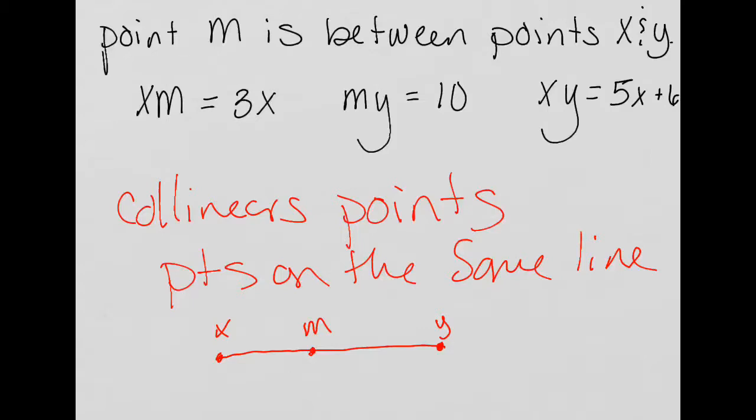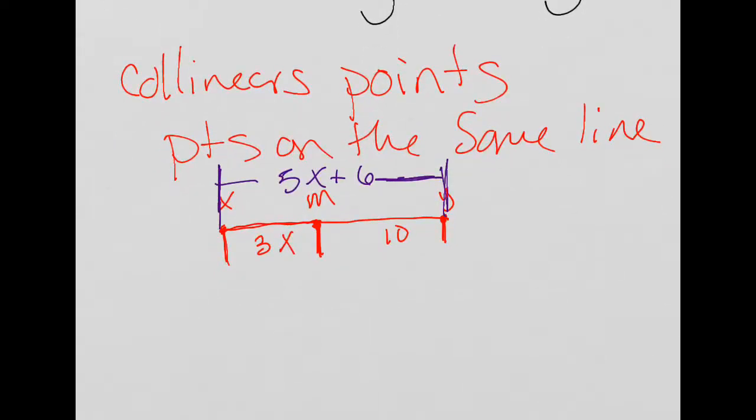Then it says XM is equal to 3x. So between X and M, that measurement is 3x. M to Y is 10. Then it says from X to Y, I have 5x plus 6. There's my picture. And sometimes, like I said, you're given the picture. So from here, I want to find the value of x.